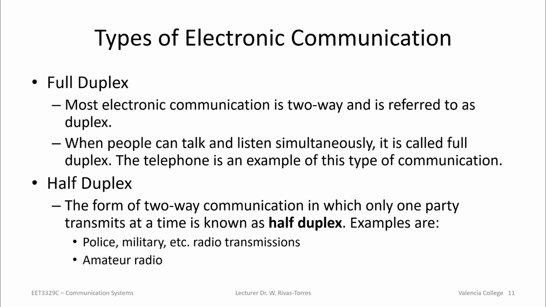Now there's half duplex, right? This form is still two-way, but it's only where one party can transmit at a time, not both. So you can't be rude on a half duplex system. Well, I guess you can still be rude, but not both at the same time. So these are things like police, military, radio transmissions, or amateur radio. The biggest example here is things like walkie-talkies, if you think about it.